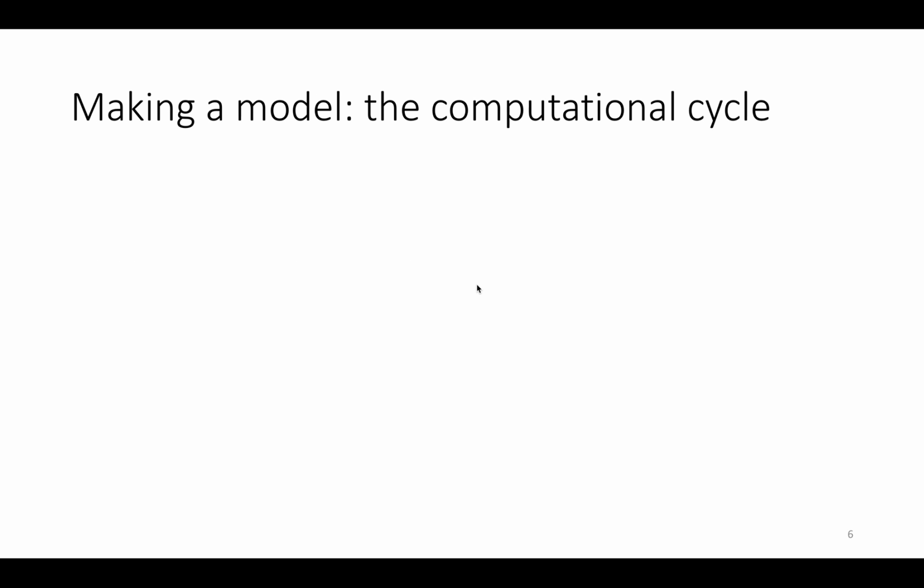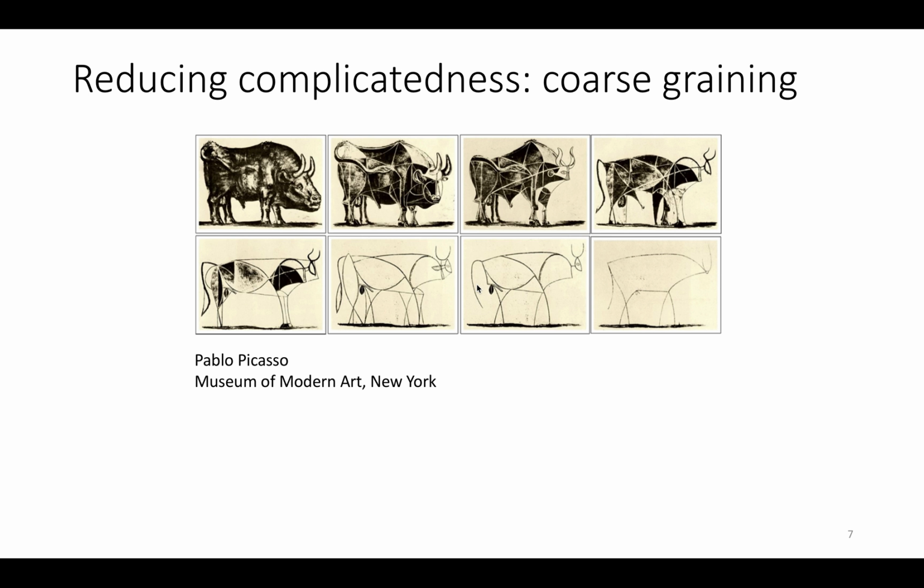So in order to make a model, we go through something called the computational cycle. So what we do is first we recognize a complex problem. So in our case, this ecological system, but it could be lots of different things. Then we want to adequately conceptualize the system. So in order to get a better understanding, we come up with some framework to think about the system in a simpler way.